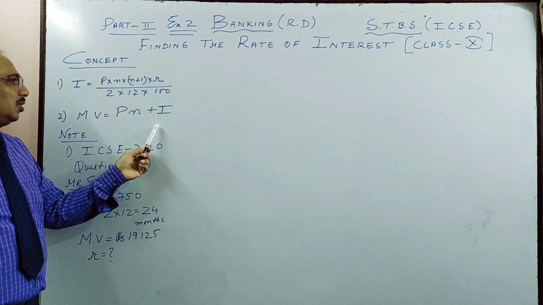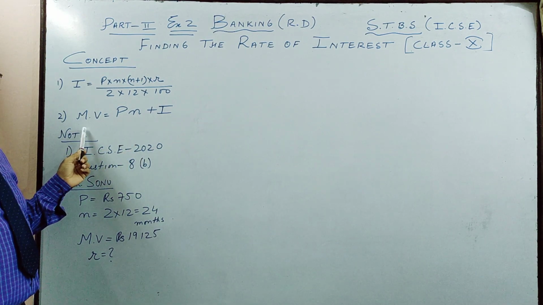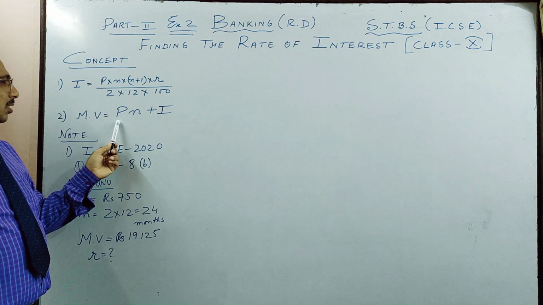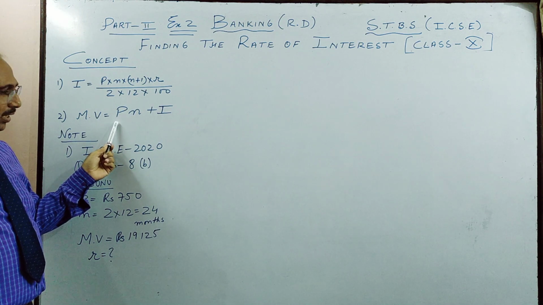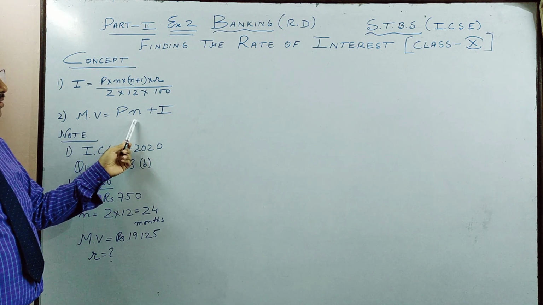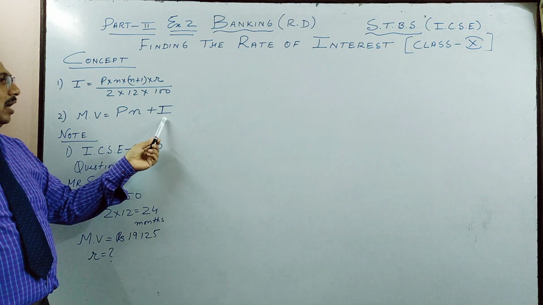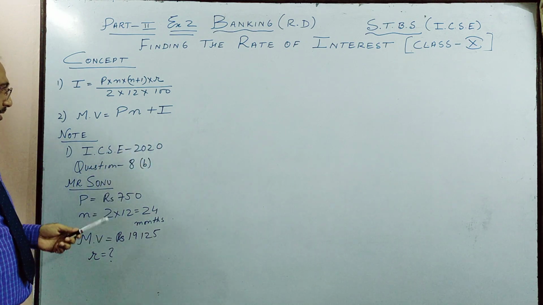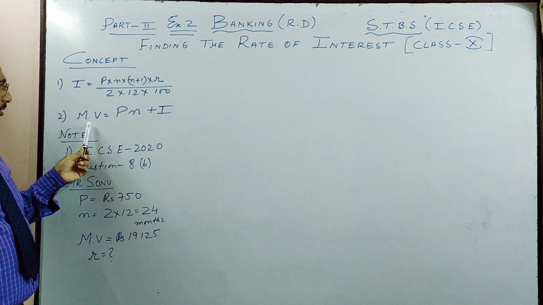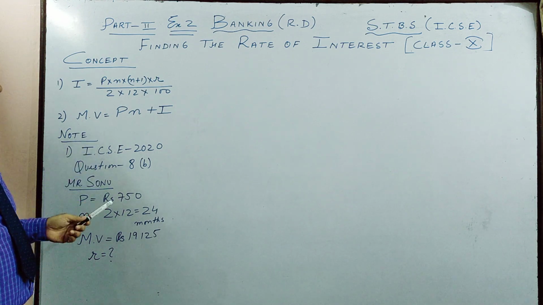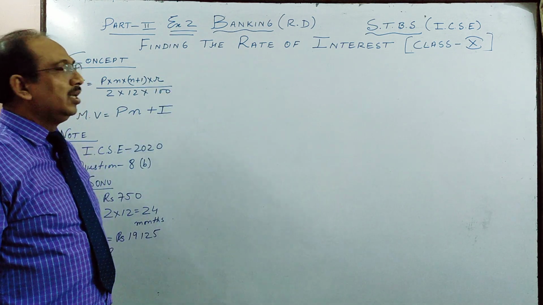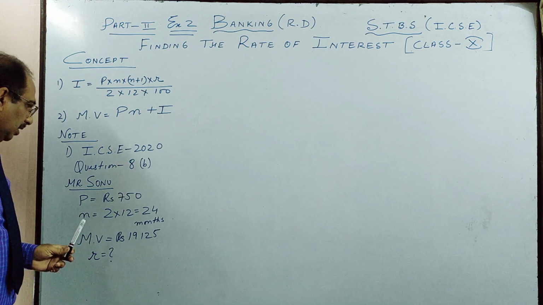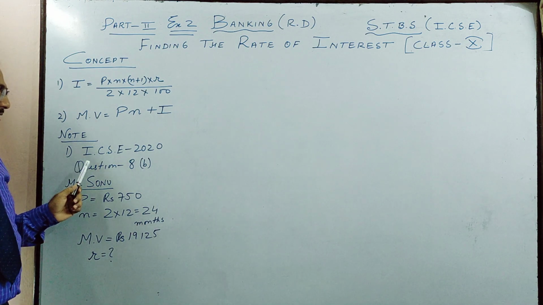So there are 4 unknowns here you will see: maturity value, your monthly installment, time, N stands for time, and I stands for interest. I have done 2 sums on maturity value. Today I am going to show you 2 sums on rate of interest.